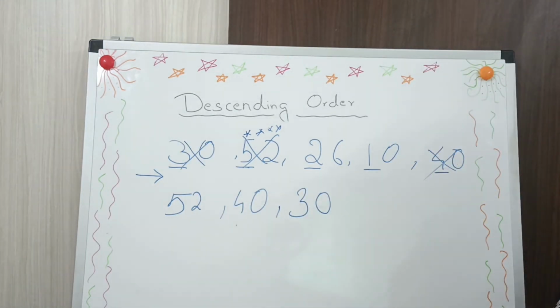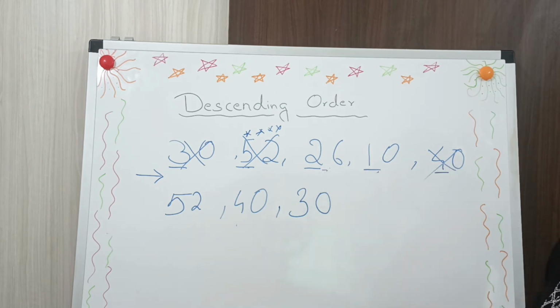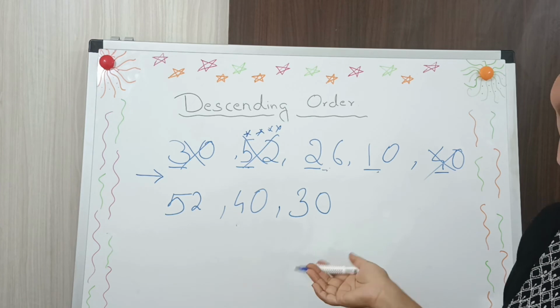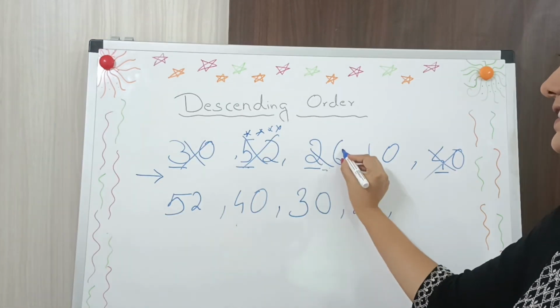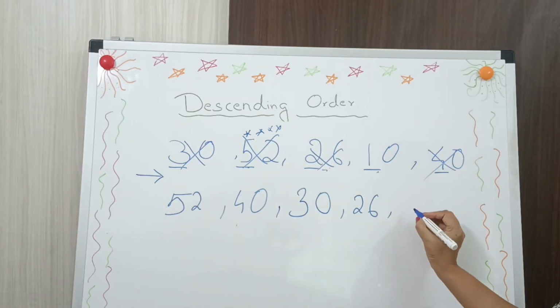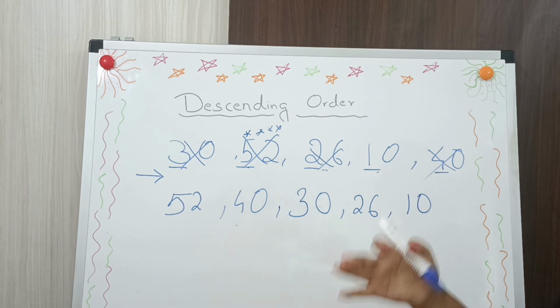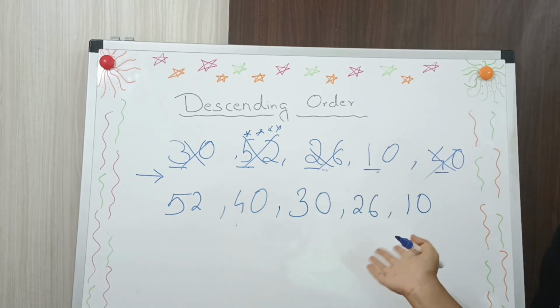Bye-bye. Now 2 and 1. Who is the bigger one in this? Obviously 2. Okay. So we'll write 26. 26 also done. Last one left. 1. So I will write down 10. Hooray! We finished our descending order so easily, right?